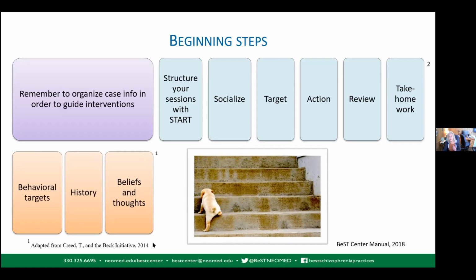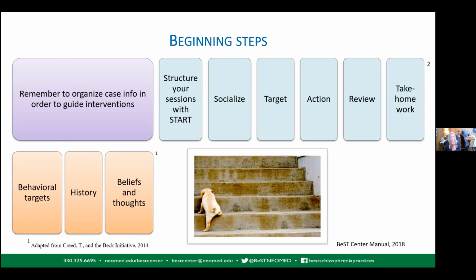It's important to do some kind of formulation, and case management formulation is really revolving around behavioral targets, history, and beliefs and thoughts. So what is the behavior that you're looking at or working with that needs some guidance and some support? And what's the history behind that? Behaviors don't just come out of absolutely nowhere. There's often some kind of event or environmental circumstance that's reflected in the symptoms that this person is showing.